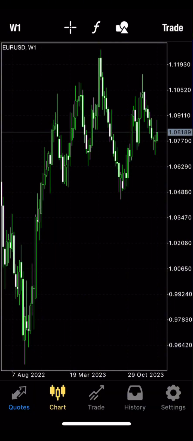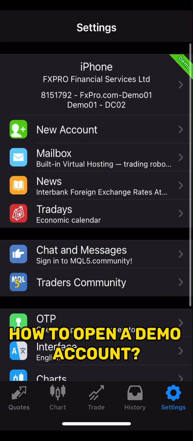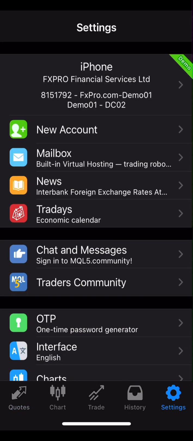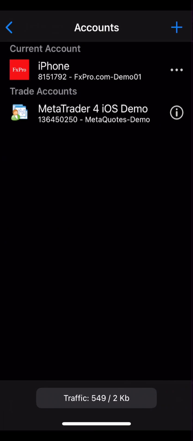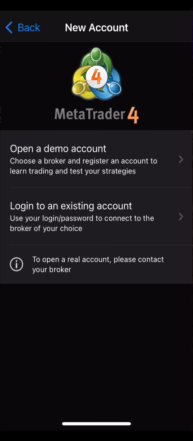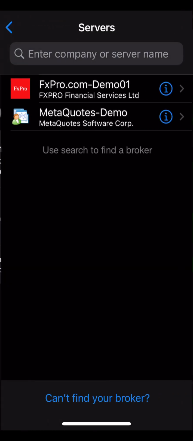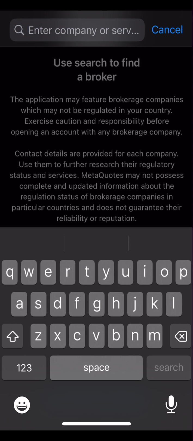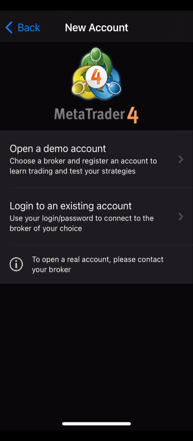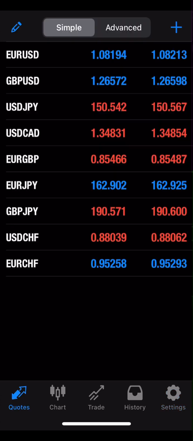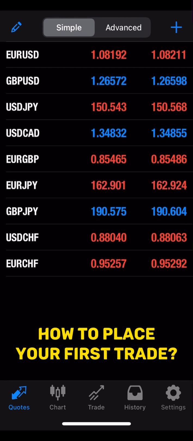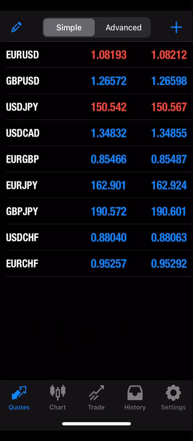Okay, now let's go back to how to actually open an account, in this case a demo account on MetaTrader, right? You are going to go here on settings, then you click here, then you press this plus button on the top right corner of your screen, and then from there you press here open a demo account, then you search your preferred broker, and then you will then be able to open a demo account to start practicing, right? It's that simple.